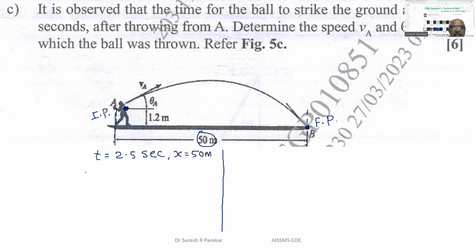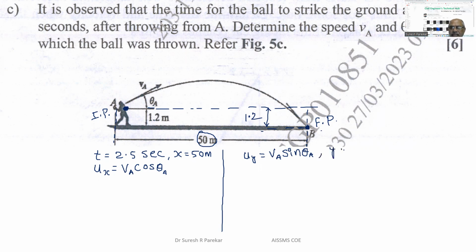Now VA and theta are given. So we have ux equal to VA cos theta A. Now what is the data in the y direction? We have uy equal to VA sin theta A, because it is vertical. Now mark a horizontal line from the initial position and a horizontal line from the final position. So this is the final, and we have this value given, 1.2 meter. Now positive or negative: the initial position is above and the final position is below, and therefore we have y equal to minus 1.2 meters.